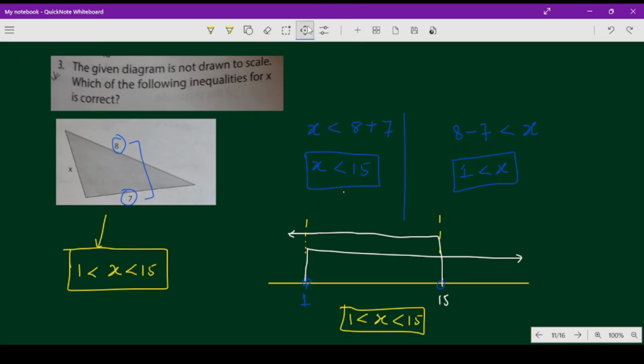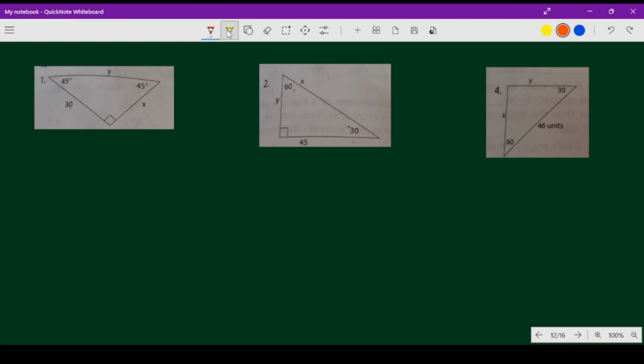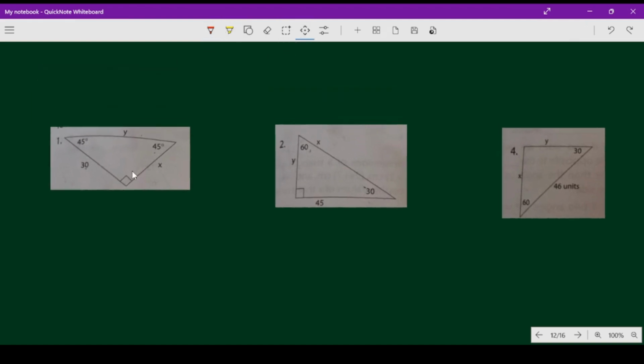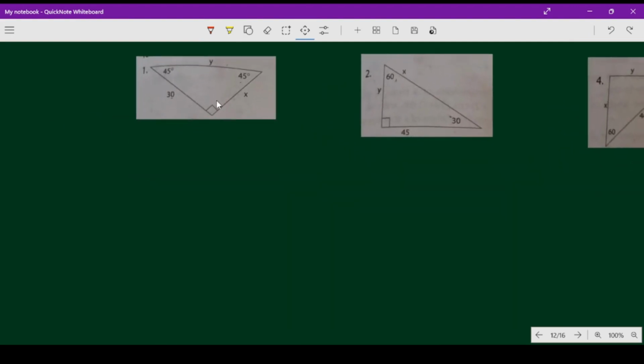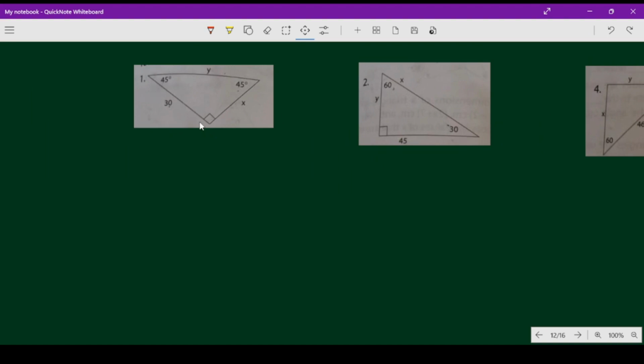Now, the values of x and y. So let me just start with the first question over here. We have a right angle triangle in which the other two angles are 45, 45. So this is a case of an isosceles right angle triangle.